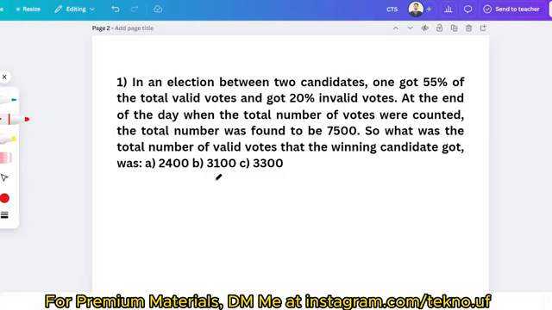Okay, so I hope you have tried and just cross verify if your answer is right or not. Okay, so let me solve the problem. So at first, what they have given, that is the total number of votes that were counted, that is 7,500, right?